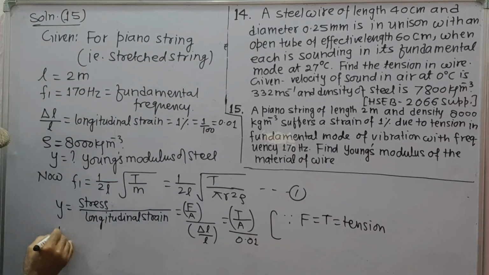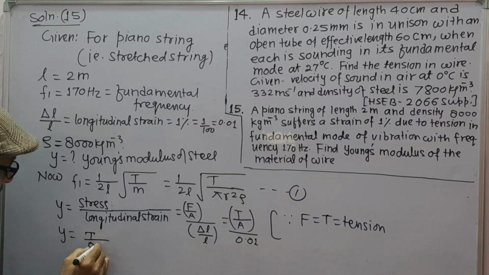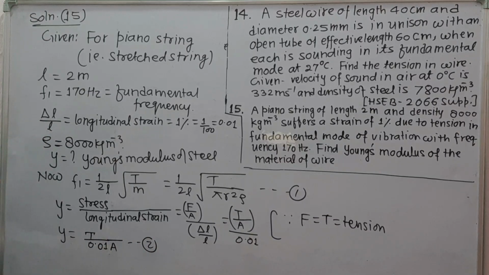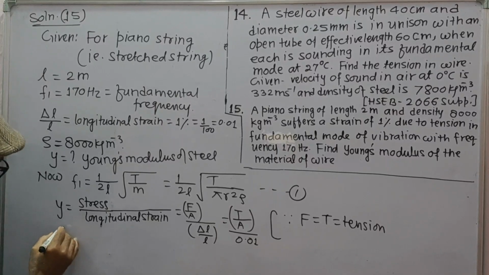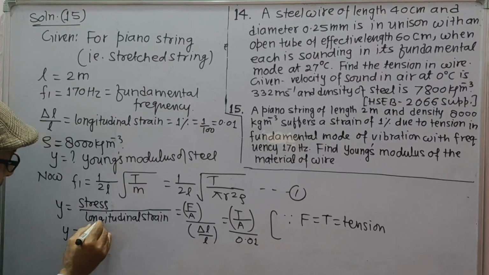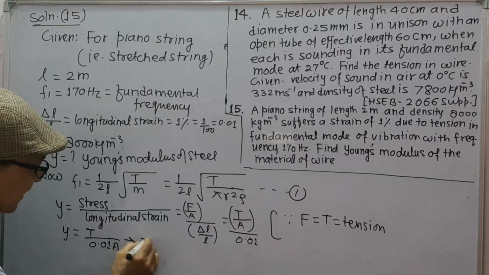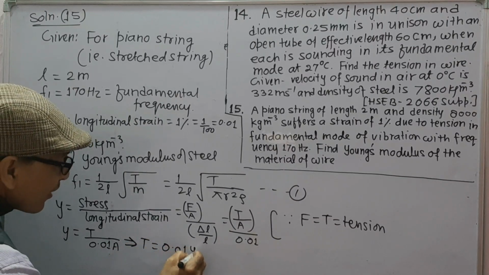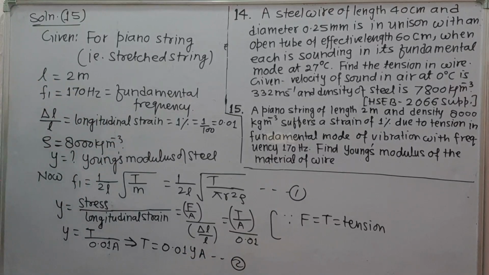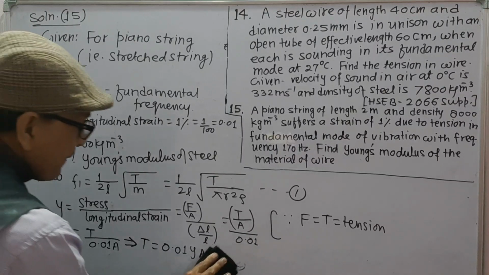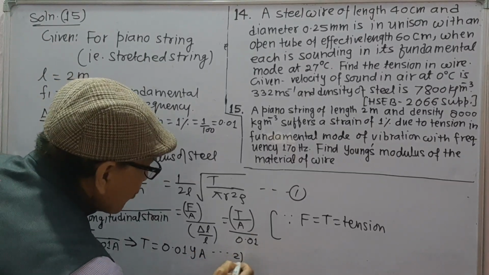So Y will be equal to T upon 0.01 times A, which gives T as 0.01 Y times A. This is equation 2.